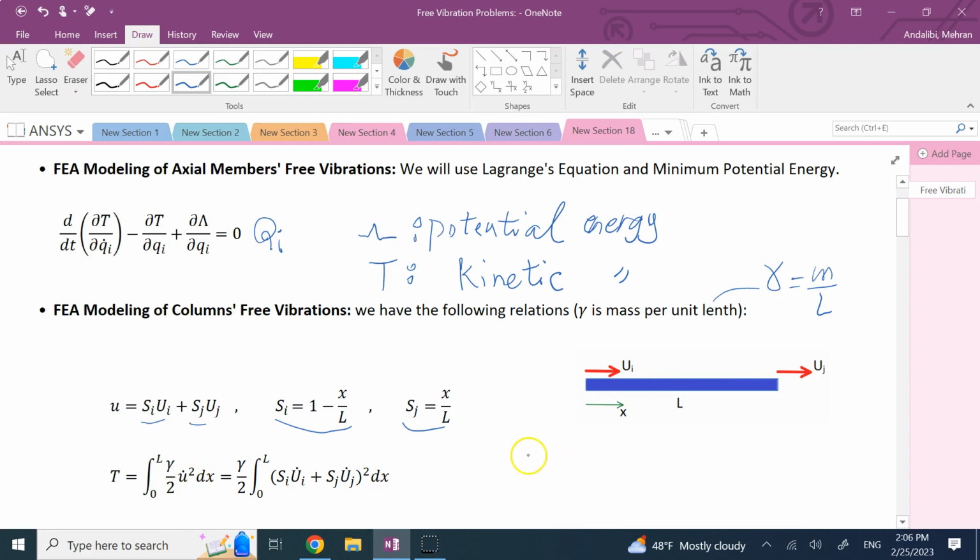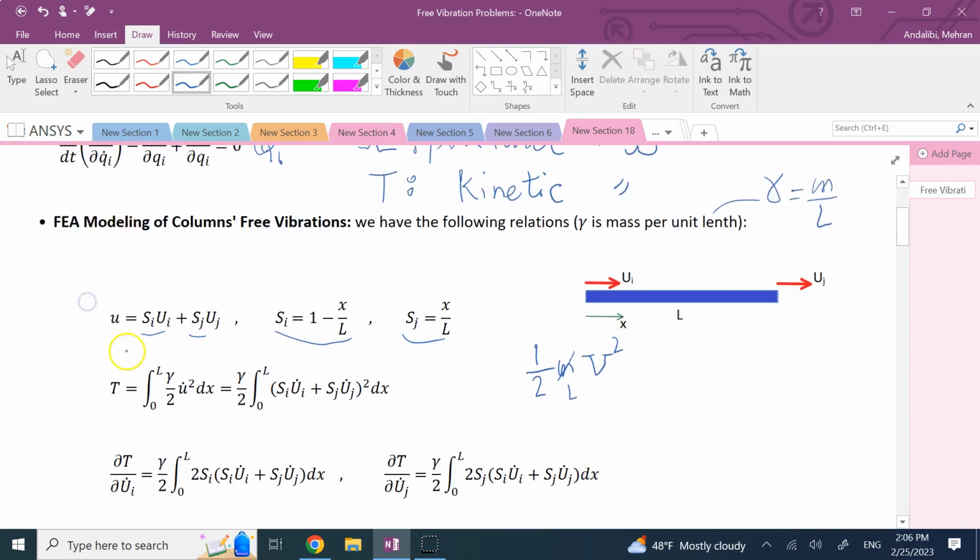Because if you remember, kinetic energy is 1/2 mv squared, right? That's the term for kinetic energy, 1/2 mv squared. And in this case, we divide that by L here, and instead of that we have m over L, which is gamma, so it's gamma over 2, and then u dot here is the same as v. So this kinetic energy is also calculated per length.